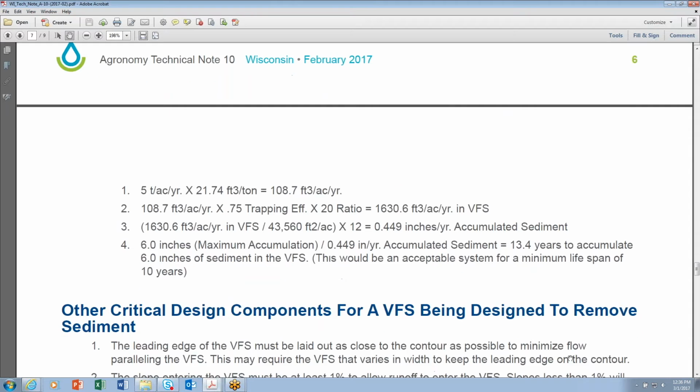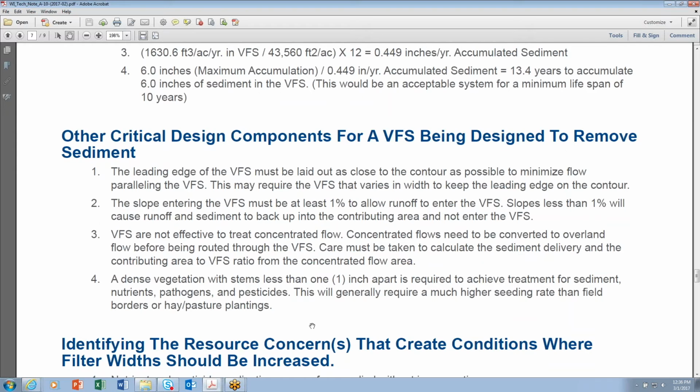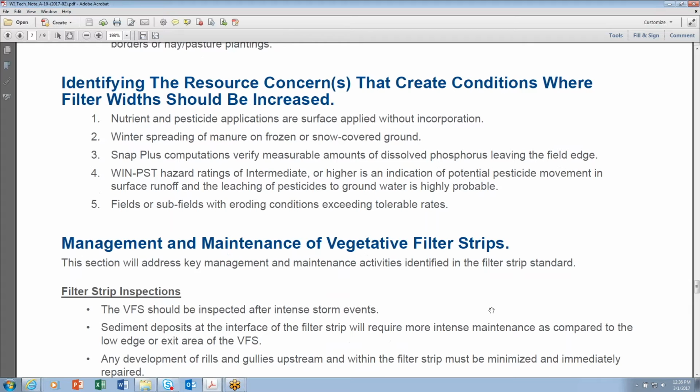It's not as hard as it felt when we had a pretty complicated TechNote. It's here, it's straightforward, and I think you will have no problem figuring out how to run a few examples if you're not comfortable making sure those filter strips will last. I like the rest of this because it talks about some of the conditions where you need to really pay attention and make sure that you're addressing things.